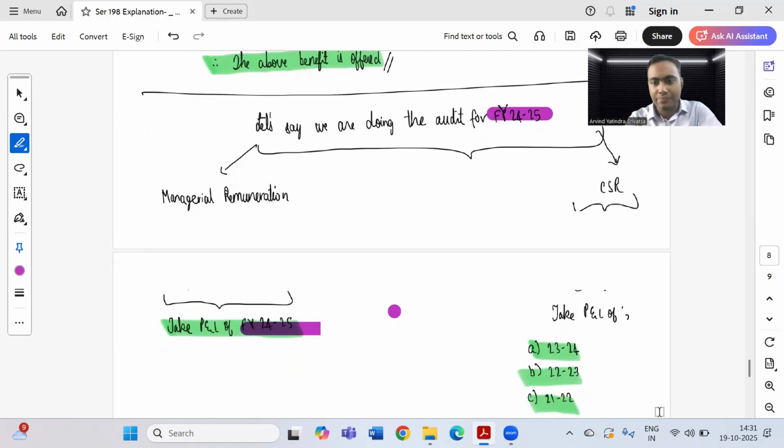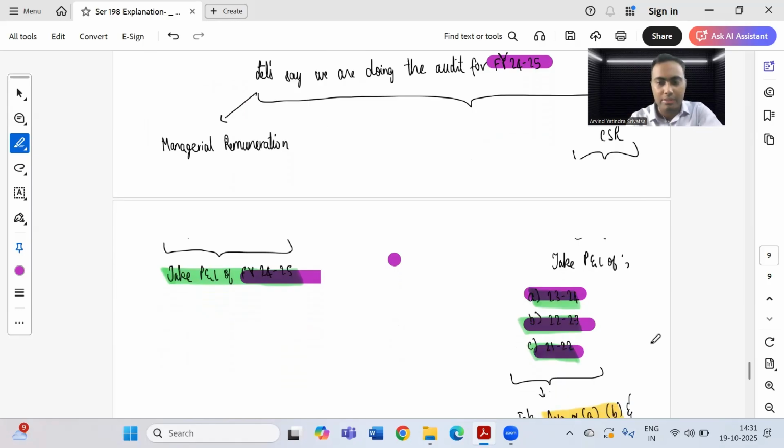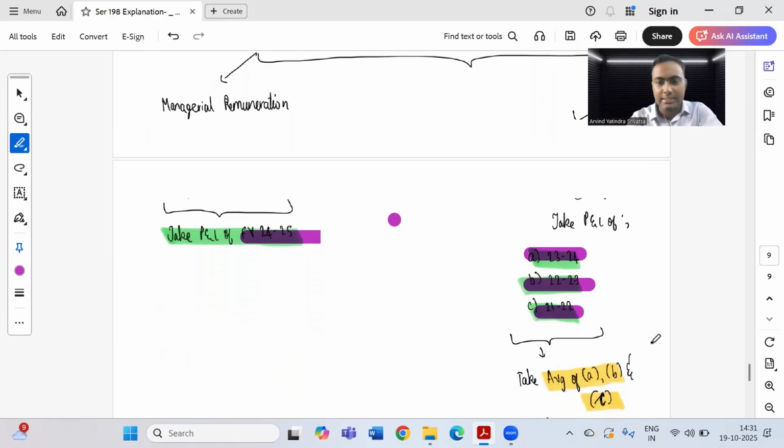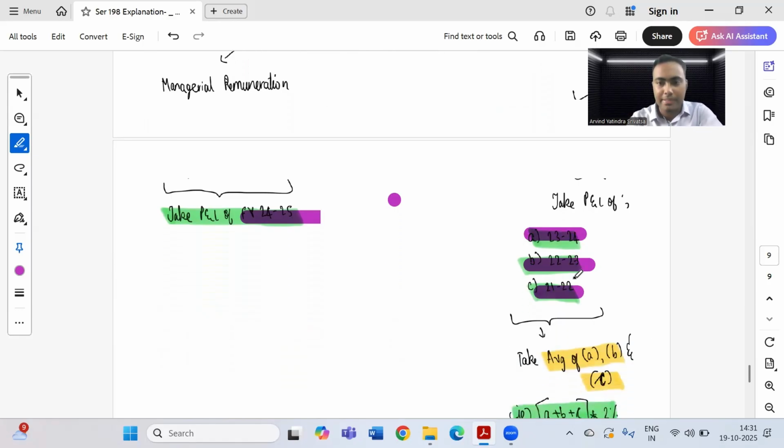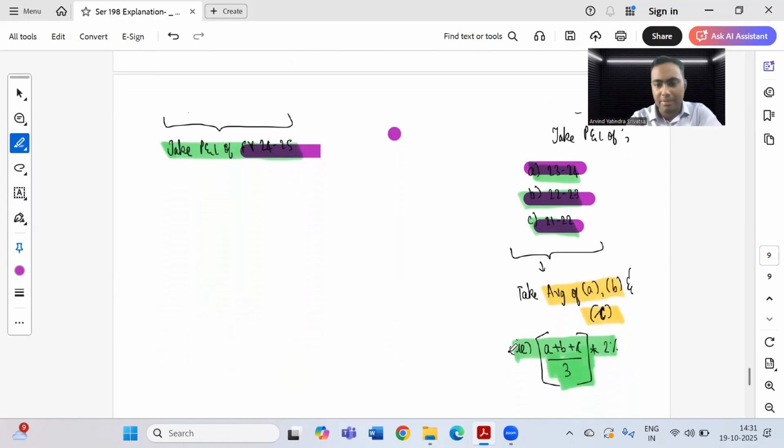But for CSR, you would have to be taking the P&L of the preceding 3 years. You would not be taking 24-25 financial years numbers here. You would take 23-24, 22-23, and 21-22 here, right? I hope that is clear. So in this scenario, you would be taking the 23-24, 22-23, 21-22 average. So you will be doing 23-24 net profit plus 22-23 net profit plus 21-22 net profit divided by 3, and you will be arriving at that number, and you will multiply that number with 2%, right?